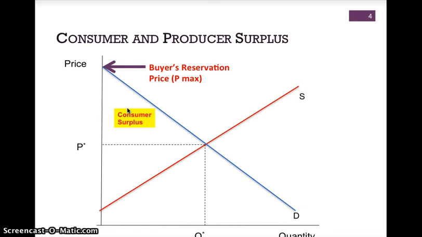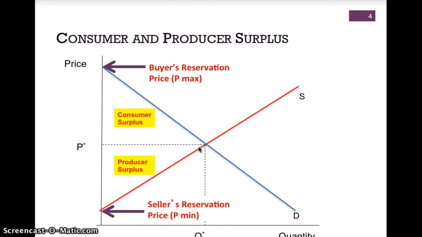Now, producer surplus is the area above the supply curve but below the market price. So the producer surplus is the entire area above the supply curve but below the market price. How do we get the seller's reservation price, Pmin? The seller's reservation price, or Pmin, occurs where the supply curve intersects the price line. To get the seller's reservation price, given a supply equation, we ask ourselves what the price would be if quantity is equal to 0. So we will substitute quantity to be 0 into our supply equation and get the seller's reservation price, Pmin.